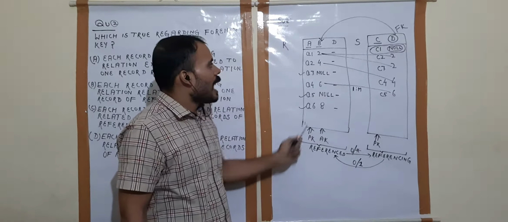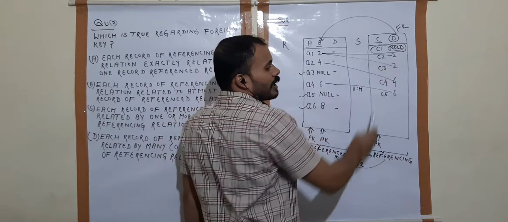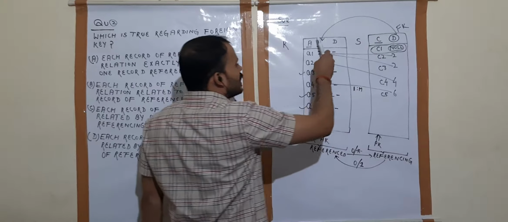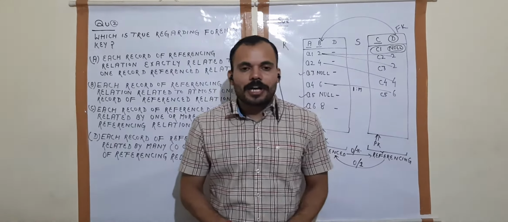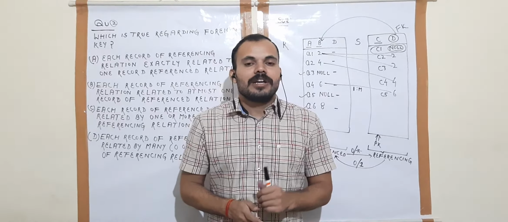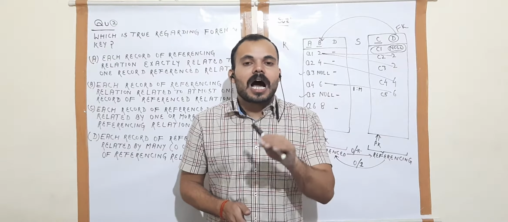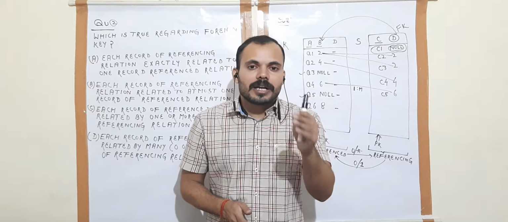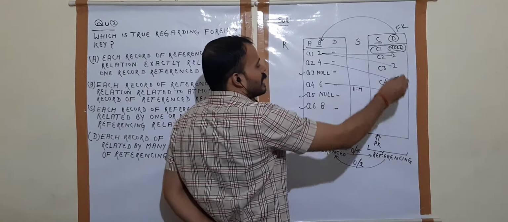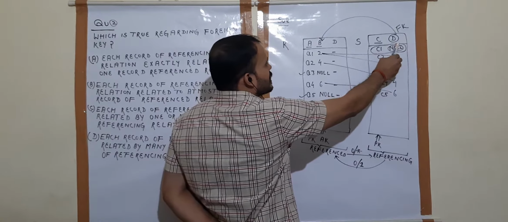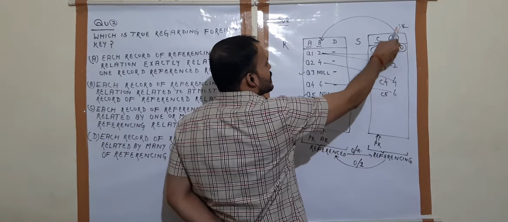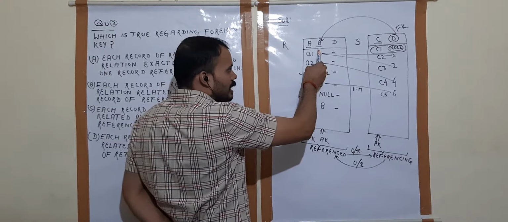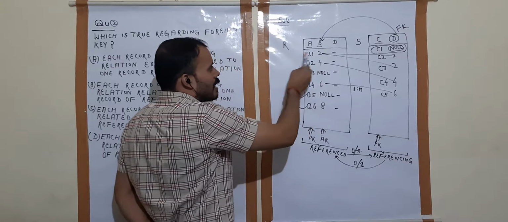See here, in table S, D is the foreign key and it is referring to the alternative key B of the relation R. We have studied that a foreign key is a set of attributes referencing the primary key or alternative key of the same relation or another relation. D is the foreign key, and it is referring to the alternative key B of the relation R.